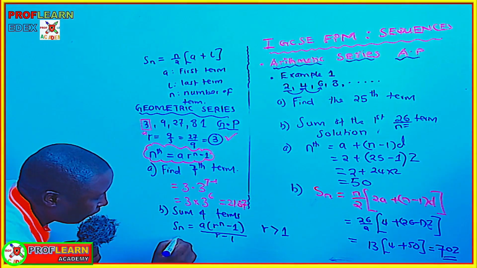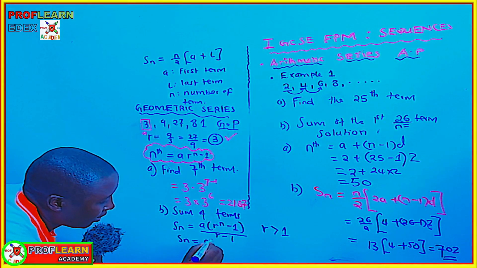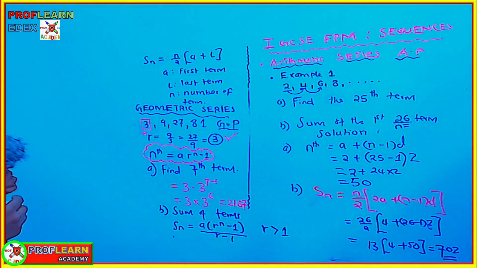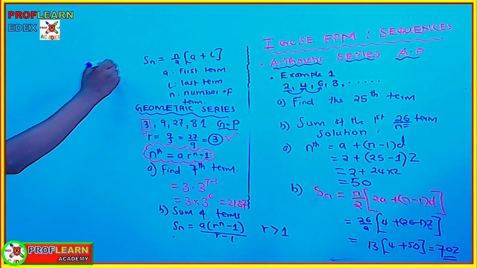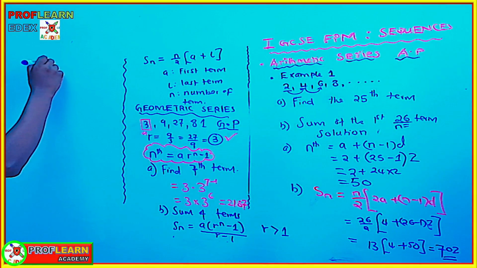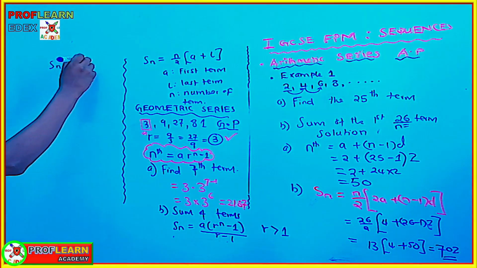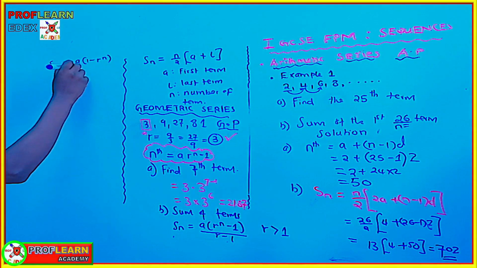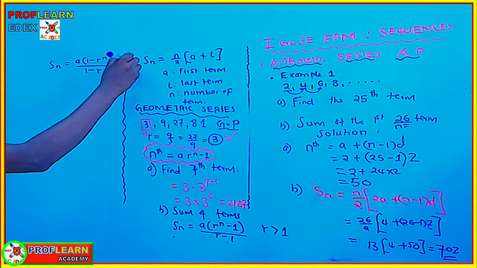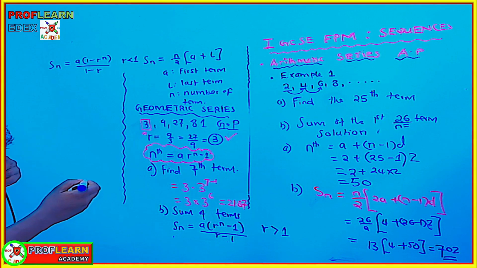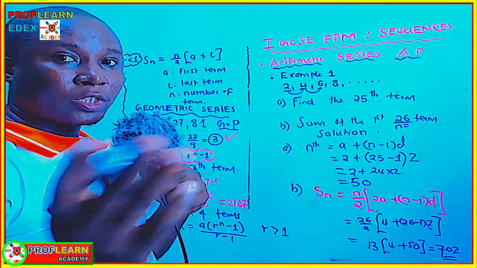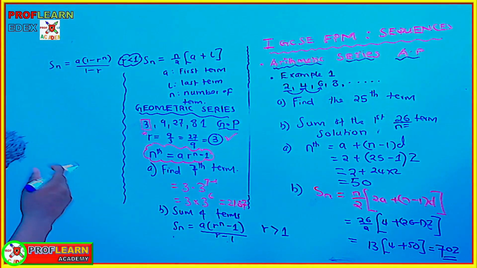And the second formula for Sn is going to be a into 1 minus r. Let me just seek more space at this particular point here. So this is going to be the sum of n terms is equal to a into 1 minus r raised to power n over 1 minus r. So this formula will be used if your r is less than 1. Now, for instance, if you get a fraction, you are going to make use of this formula that we are having at this point.